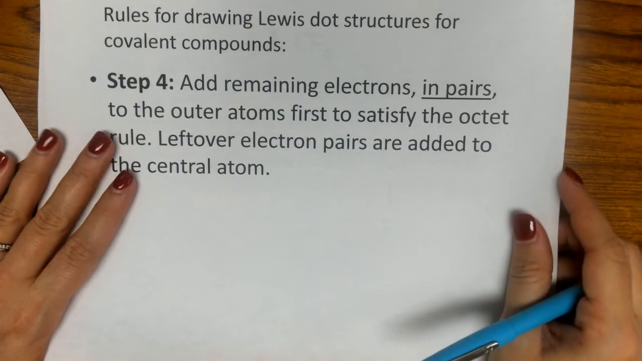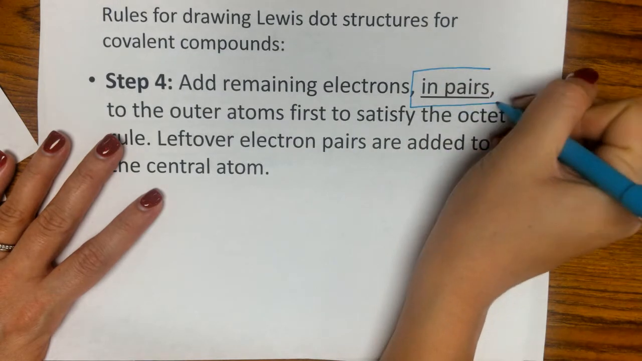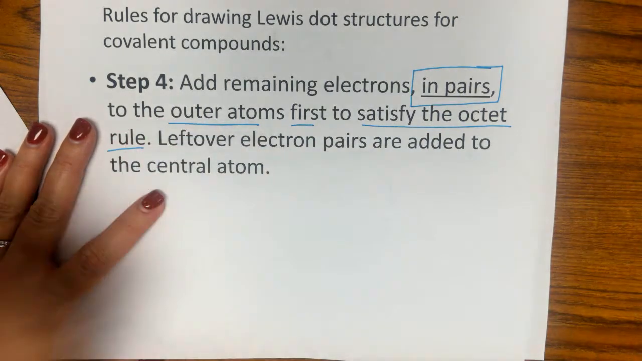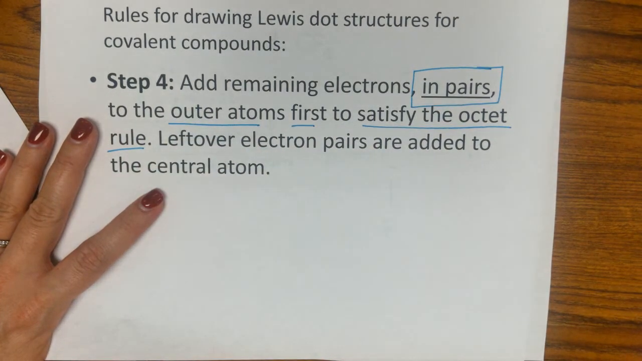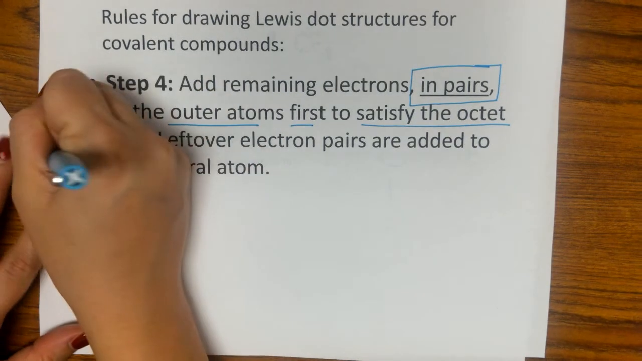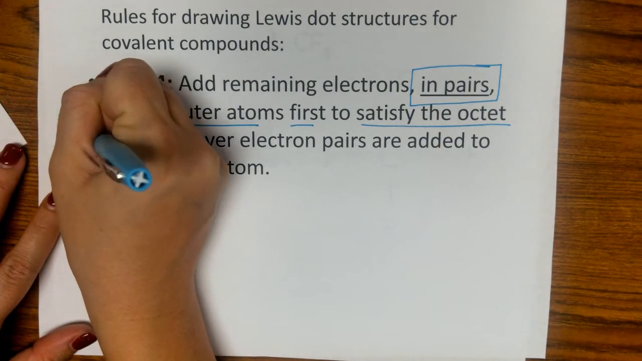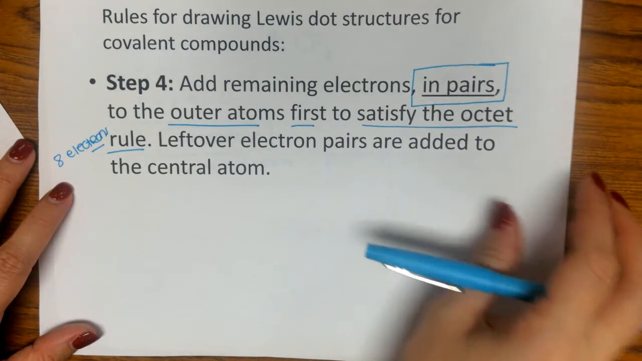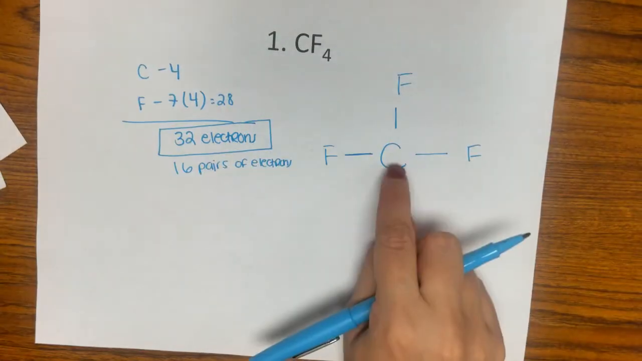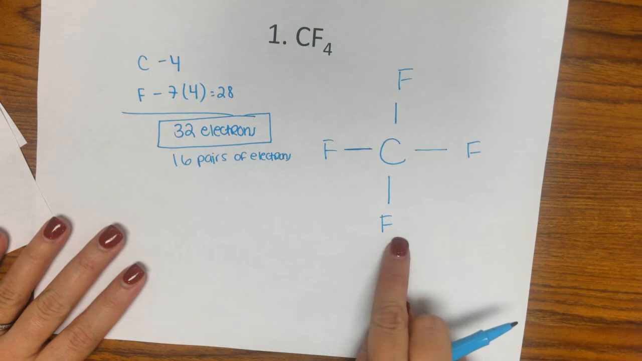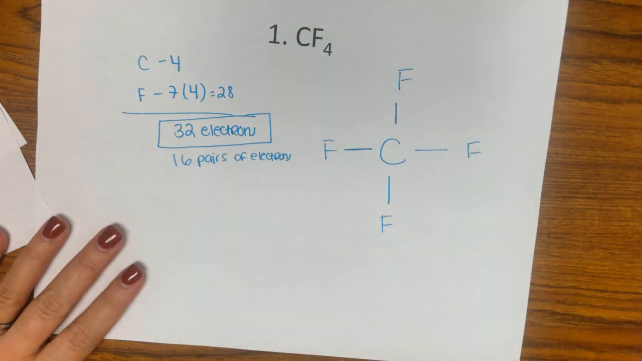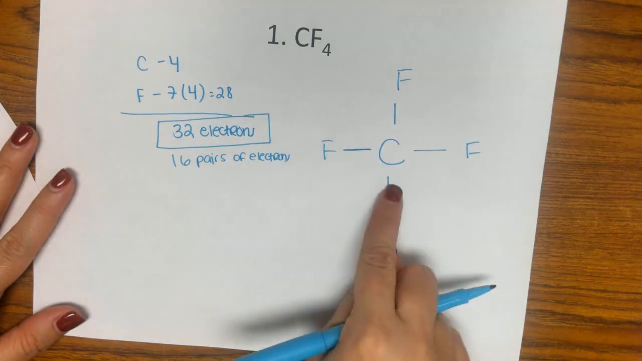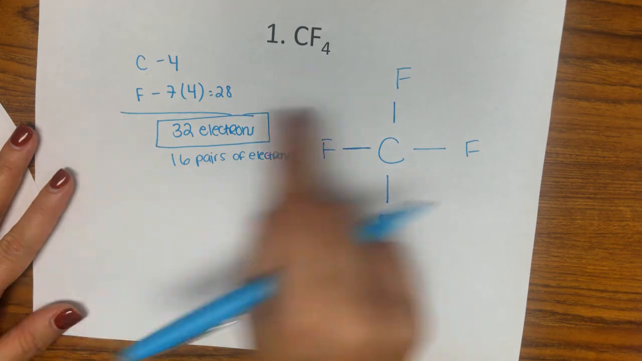Step 4. Add remaining electrons in pairs to the outer atoms first to satisfy the octet rule. What was the octet rule again? Everything wants 8 electrons. And then if there are leftover electrons, you add them to the center atom. When I say center atom, I mean this. Outer atoms refer to these. We're going to add our remaining electrons, because remember there are 32, and we've only used 8 to make the single bonds, to the outer atoms first.